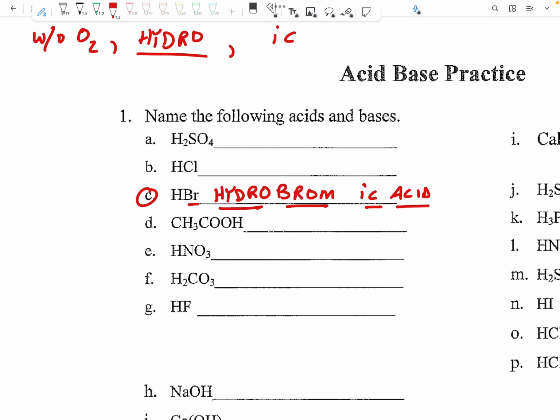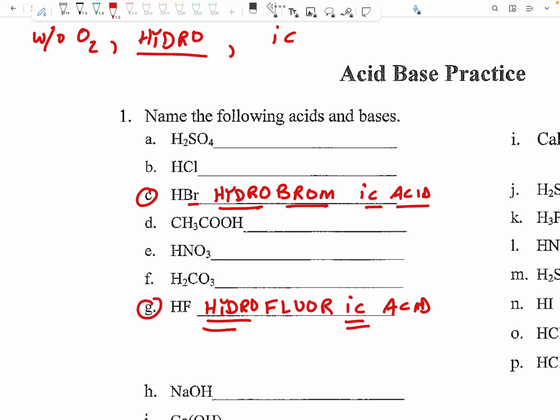We have another example of that in G. We have hydrogen and we have fluorine. Well, the rule is, if there's no oxygen here at all, we're going to put hydro in the beginning. Okay, that's important. And then we're going to have the IC at the end, and then acid, and in the middle will be fluor: hydrofluoric acid.